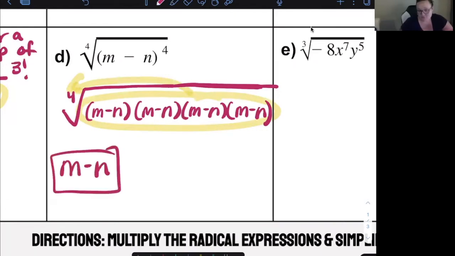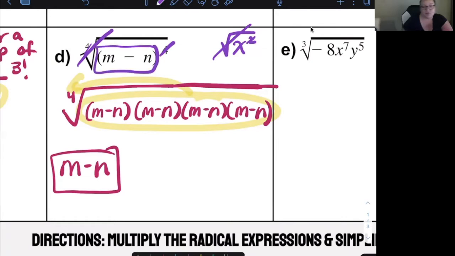The other way you could have thought about this is, remember how if you take the square root of x squared, the root and the square cancel each other? Well, the same thing happens for the fourth root and the fourth power. So if you have the fourth root of the fourth degree, those cancel and you're just left with what's in the radical, which is m minus n, which matches our answer too.